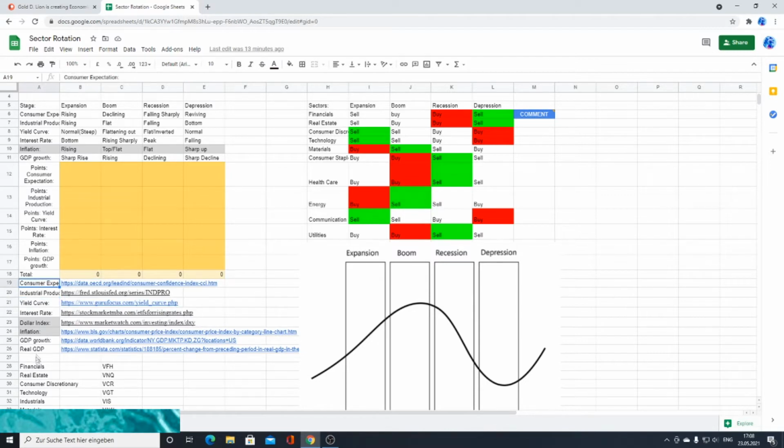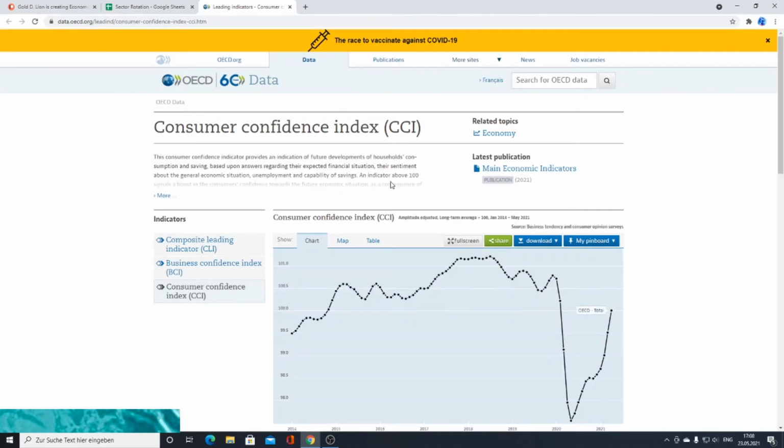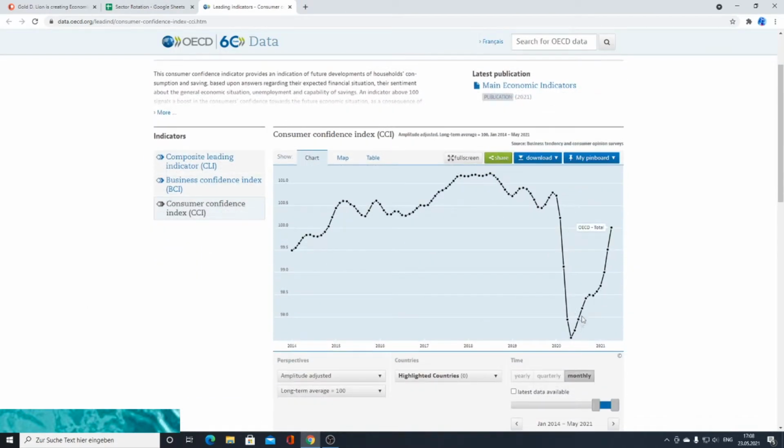So I linked all the charts that I want to look at down here. So we click at consumer expectation. Here we go. So we can see the graph. We saw a sharp decline because of COVID-19 in March until May. So consumer expectation obviously fell. But consumer expectations for the market is on the rise.